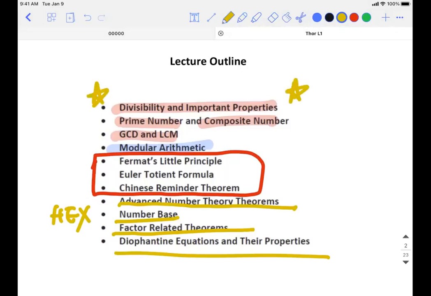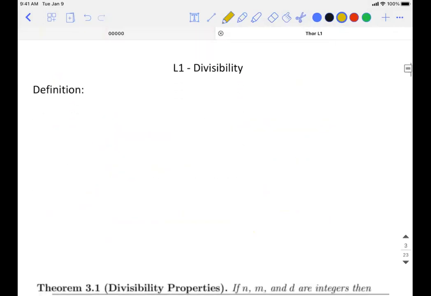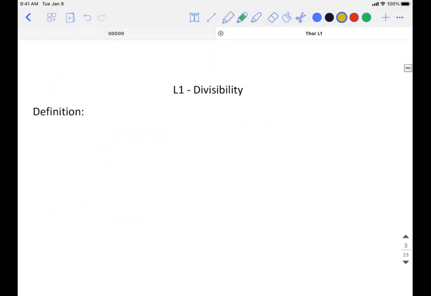Let's talk about lecture number 1, divisibility. So what is divisibility? I think it is very understandable. For instance, 6 divided by 3 is 2. But 5 divided by 3, you have 1 as the quotient and 2 as the remainder, right? I think everyone knows that.